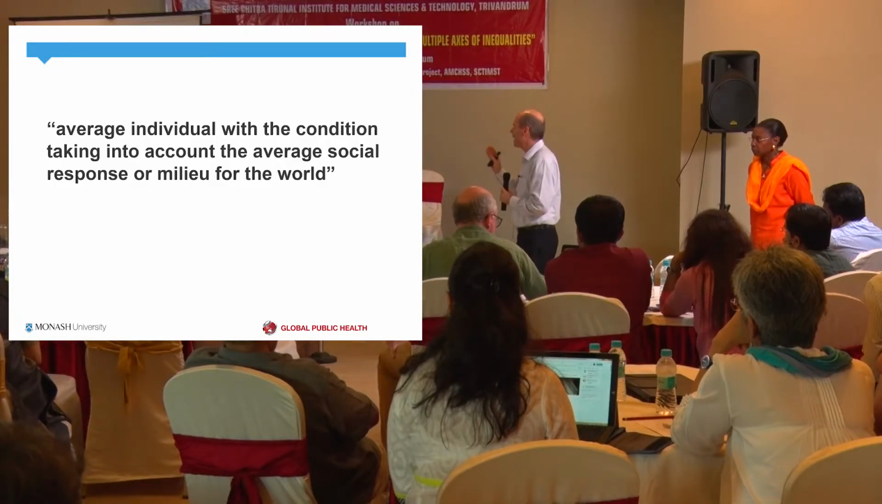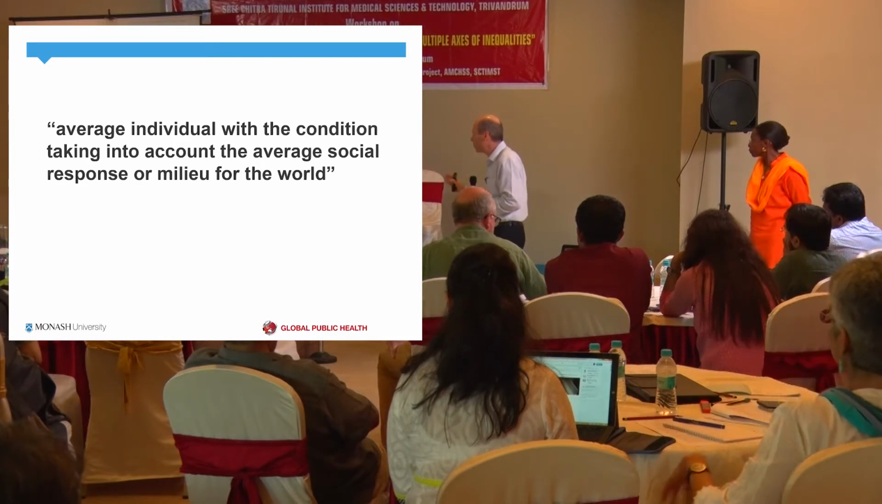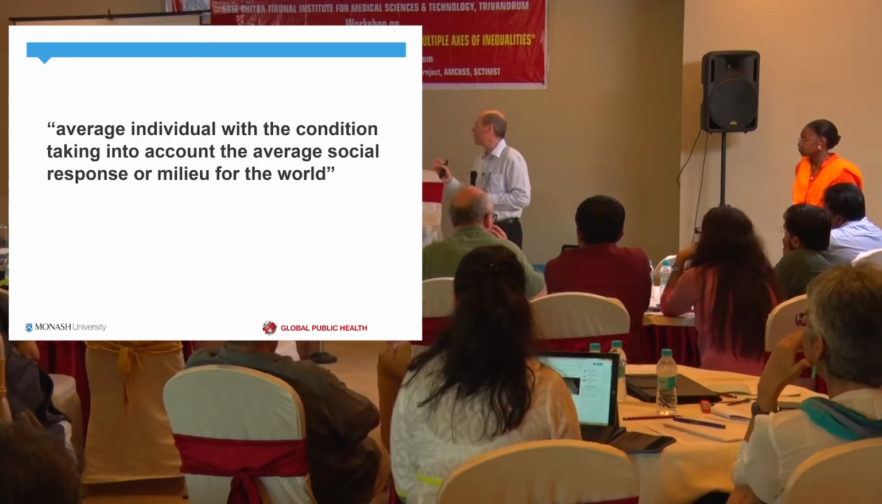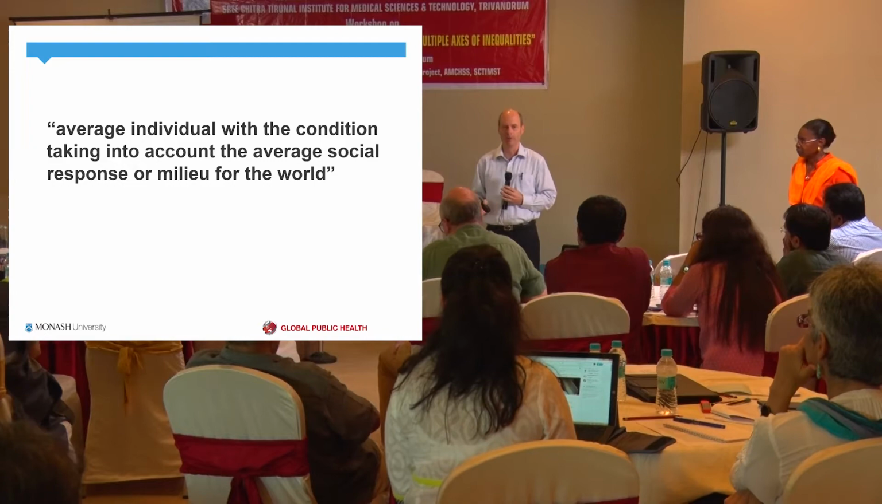And I want you to think about the average individual with the condition, taking into account the average social response or milieu of the world. So do you have that in mind? Have you figured out what the average person with paraplegia is in the average place in the world? I'm wondering how the WHO did that. Well, they did do it, and it was Chris Murray's group that did it. And you have to have this capacity to be able to think about this thing.